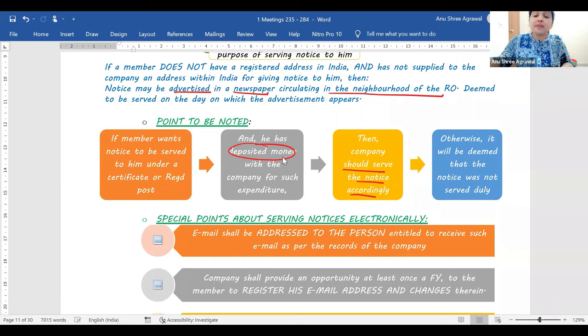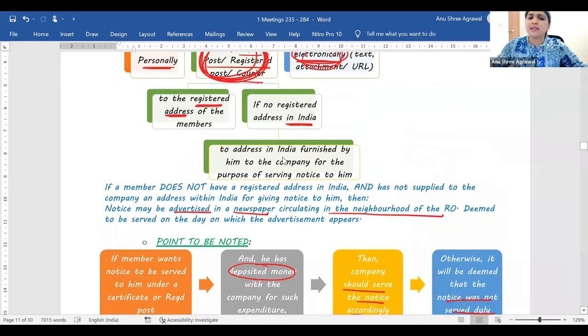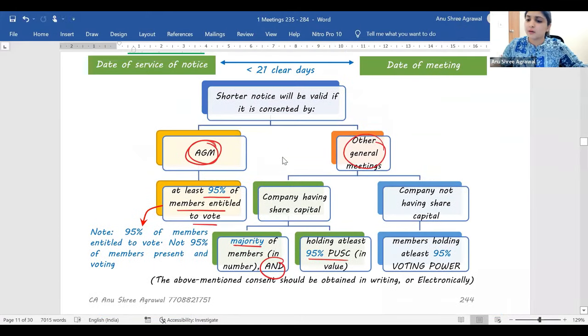Otherwise, what if the company sends a notice in some other mode? Then it will be an invalid notice, as if the notice was not served duly. All right. Till here, can we revise? Can we revise till here?